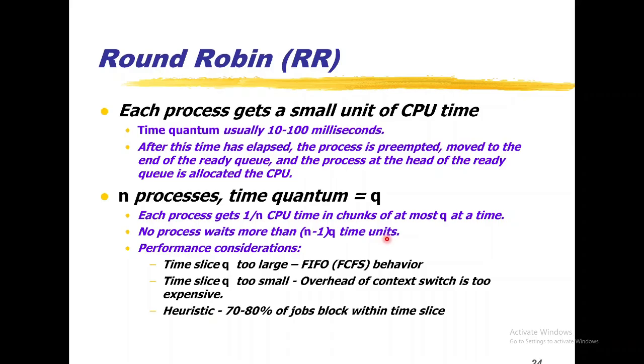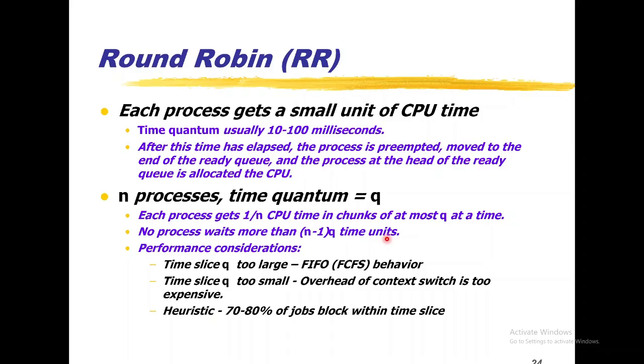Then if the time slice is too small, you have an overhead of context switch, which means you'll be changing context too often. You'll be changing from one process to another so often, and that is an expensive overhead because the system is wasting so much time switching from one process to another. So what we are looking at is the need to have 70 to 80% of jobs blocked within the time slice.